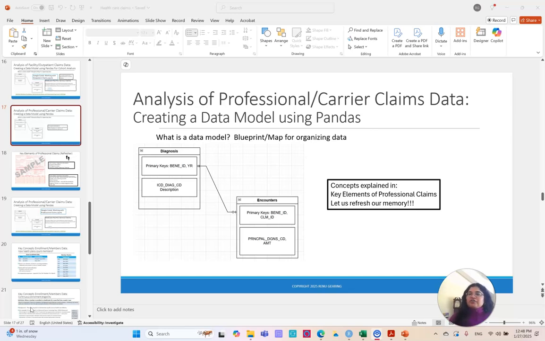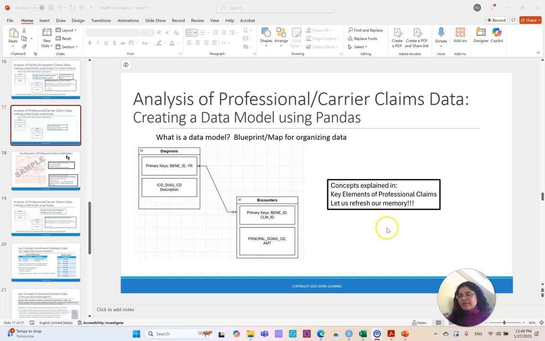Out of the claims data for professional claims, you'll see diagnosis, which will have the patient and the year, the patient's diagnosis for that year, and the description. And then you'll have the encounters. In the encounters, you'll have things like amount and what was the diagnosis code. These concepts were previously explained in a video called Key Elements of Professional Claims.